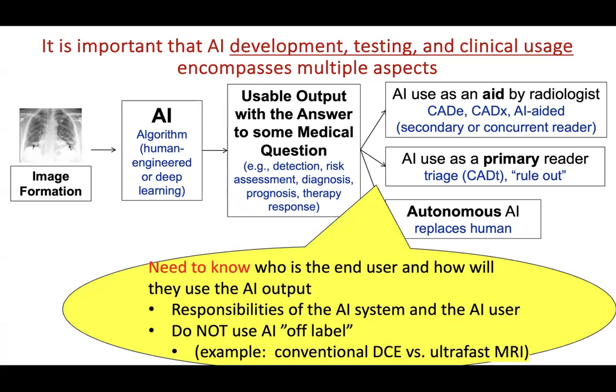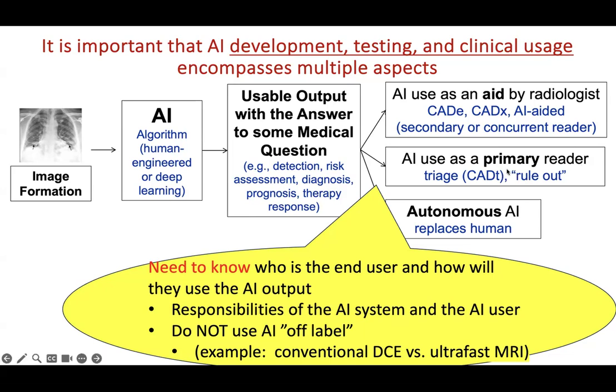And then you need to know who is the end user and how will they use the AI output. There's responsibility of both here. For example, often AI is used as an aid. It's a secondary or concurrent reader. It's similar to when you have a blood test and you have a printout of all these various tests that were done and where your result sits within a range of normal. The physician then takes all those results and incorporates them into his or her decision making. Same thing here. The output from the computer is incorporated into the clinician's decision making.